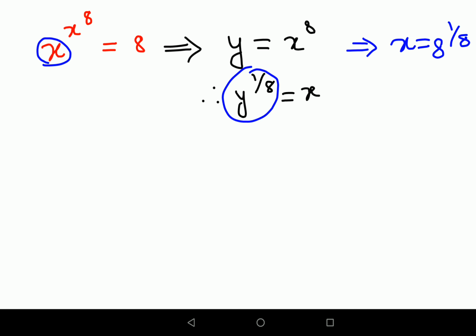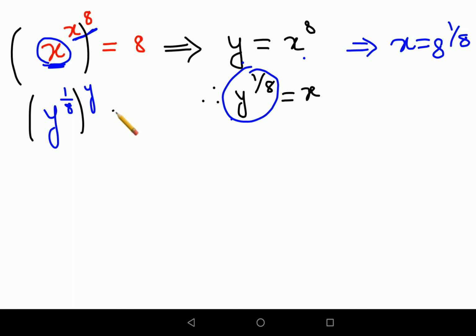Now, like I said, what is the value of x? x is nothing but y raised to 1 upon 8. So we'll write y raised to 1 upon 8, and the other x raised to 8 is nothing but just y. Before I forget, the question also had something like this, and obviously your LHS is still equal to 8. I hope this is very clear to everyone.